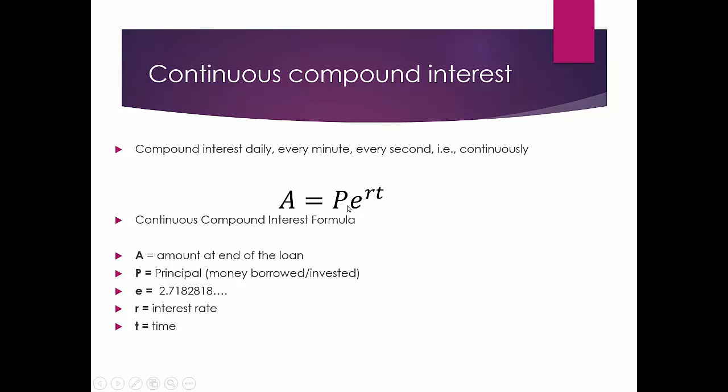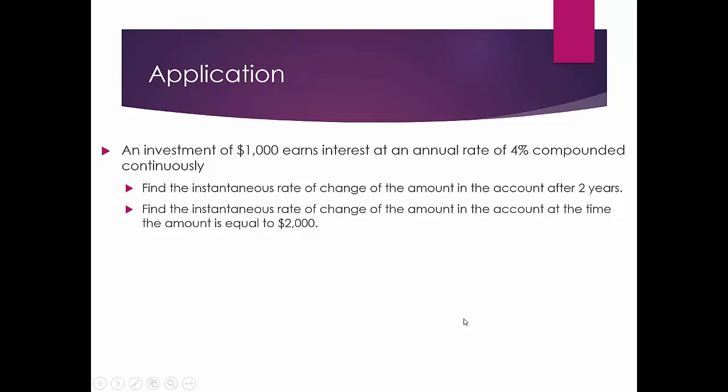And that's this formula, where for continuous compound interest, A is still the amount at the end of your loan or investment. P is still the principal, the amount borrowed or invested. R is still the rate, t is still the time. The difference here is you have this e, which remember e is just a number, but most of your scientific calculators will have it, and you want to use it so you get your decimal places.